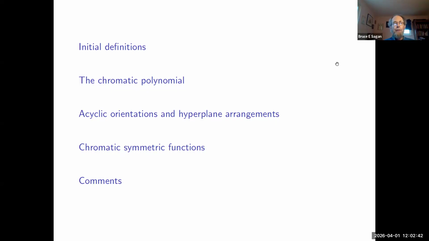And one of the things that I love about the chromatic polynomial is that it has this tendency to show up in areas where it has no business a priori being. So I'm going to give you two examples of that in the third section, one having to do with acyclic orientations, and one having to do with hyperplane arrangements. Then in the fourth section, I'm going to talk about a very important topic of current research, which is an extension of the chromatic polynomial to something called the chromatic symmetric function. And we'll talk about that a bit. And then I'll end with some comments and a big open problem that maybe somebody in this audience can make some progress on.